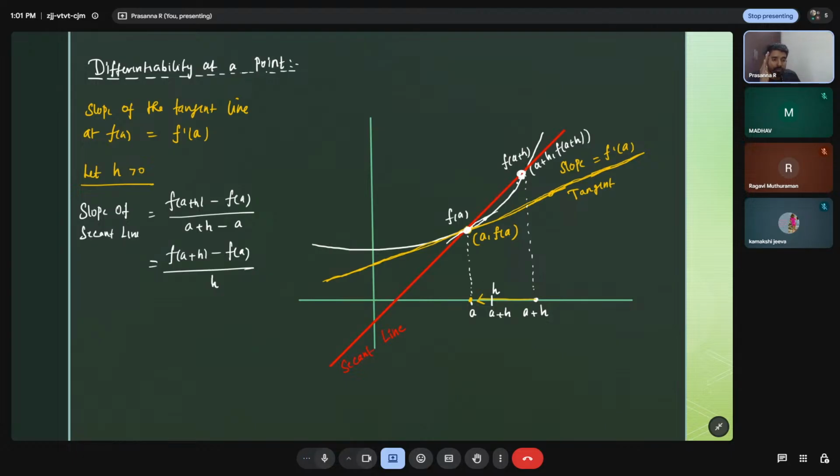So this red line can be moved to the yellow line approximately. We can make that red line very, very close to the yellow line if this h is very, very small. Can you follow? If this h is very small, then the secant line will tend to the tangent line, right? If this gap is very small, then we can always form a secant line.